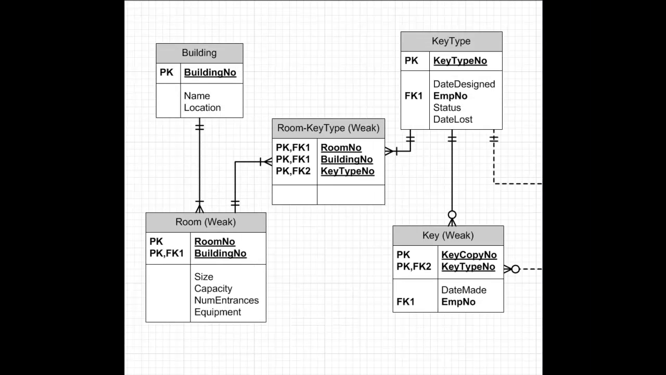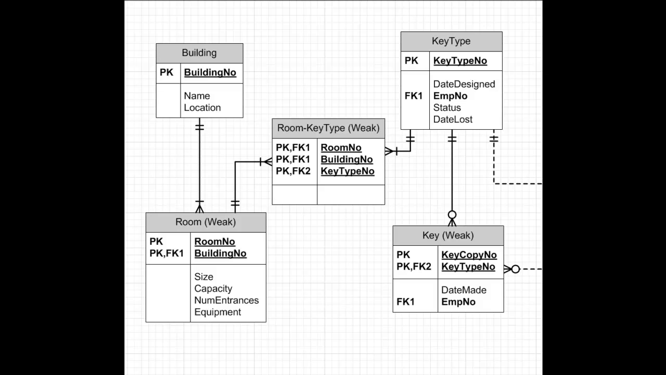In this example, we see a more complex relationship between a host of entities. And you'll notice that for some of these entities, they have in parentheses next to their name the word weak. So what differentiates a weak versus a strong entity? With a weak entity, it borrows all or part of its primary key from another entity.